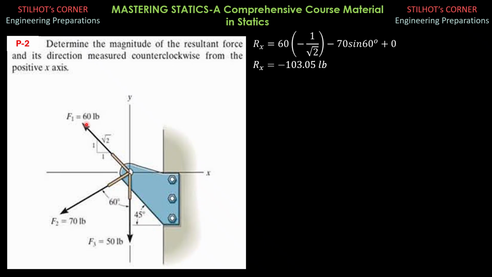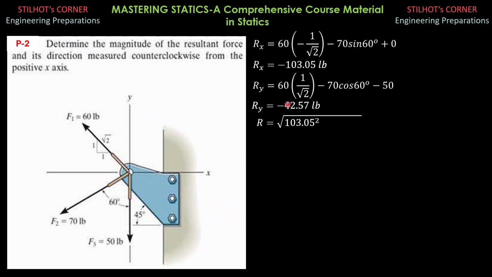Ry, the y component, is F1 positive, 60 times 1 over square root of 2. F2 here is going down, so minus 70 cosine 60, then minus 50. So Ry is 60 times 1 over square root of 2 minus 70 cosine 60 degrees minus 50. So Ry is equal to negative 42.57 pounds. So both components are negative. R lies in the third quadrant as shown in the figure.